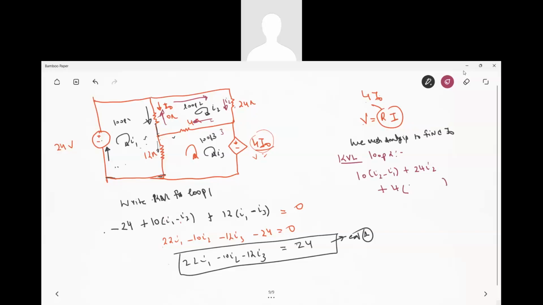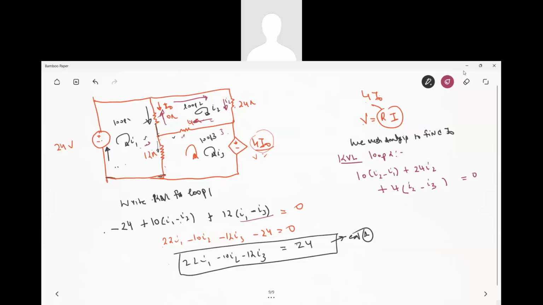So what would the current be here? 4 into which loop is it in? I2 loop. And what loop is it separating? Loop 3. So it would be I2 minus I3, right? Understood? Like how 12 was I1 minus I3, it was separating I1 and I3. So this 4 is separating I2 and I3.